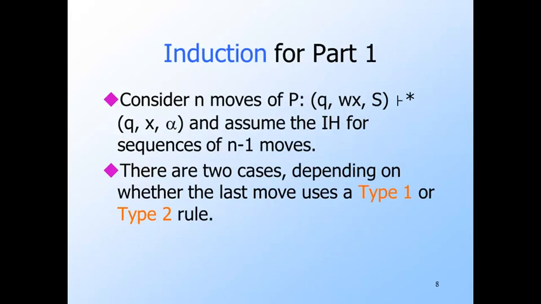Now let's do the induction. We'll consider the result of n steps of P, that is, this ID has become that ID, and we'll assume the inductive hypothesis for sequences of n-1 steps. We must consider type 1 and type 2 moves as the last step separately.